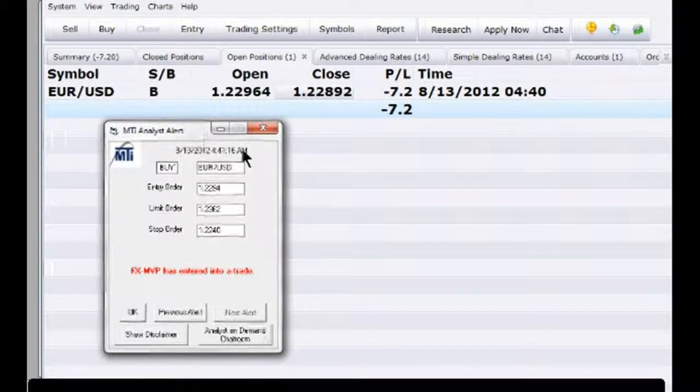So I got taken in 2 pips above what I really wanted to go in on, but that's because of the spread and because of the timing of placing your trades, obviously. So I'm currently down 7.3 pips right now as I entered in here at 4:40 in the morning. The alert went out at 4:41.